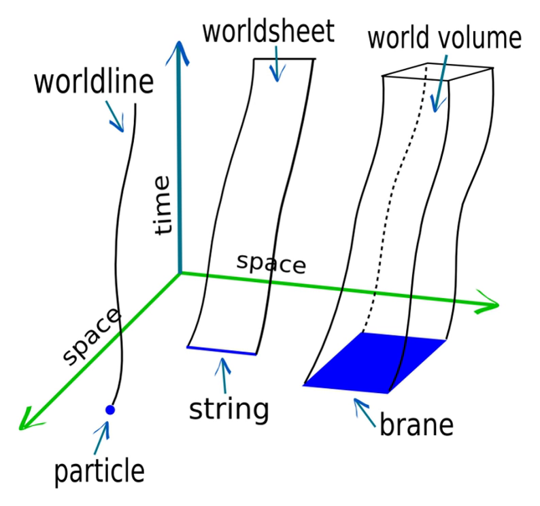The idea of worldlines originates in physics and was pioneered by Hermann Minkowski. The term is now most often used in relativity theories, i.e., special relativity and general relativity.